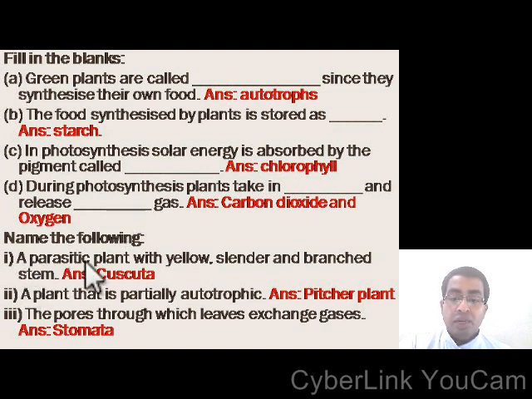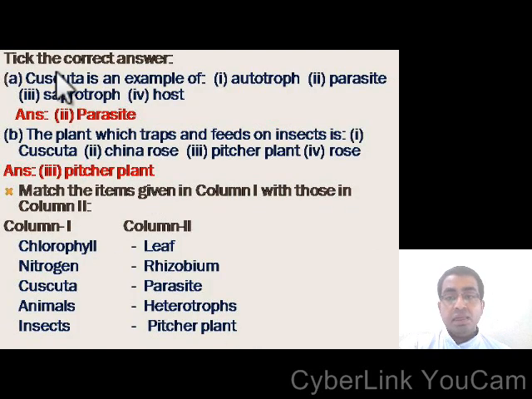Name the following. A parasitic plant with yellow, slender and branched stem. So the answer is Cuscuta. A plant that is partially autotrophic, that is pitcher plant. The pores through which leaves exchange gases are called stomata. Tick the correct answer. Cuscuta is an example of parasite. The plant which traps and feeds on insects is pitcher plant.